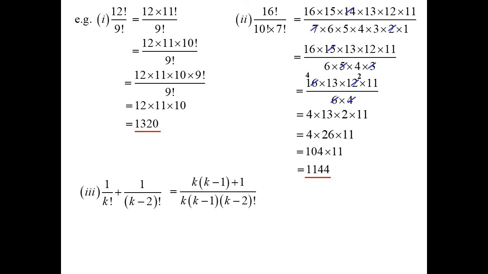So the first fraction would become 1 on k factorial. It stays the same, although I've written it at the end for some reason there. And the second fraction would have k times k minus 1 on top. And then we can play around with that. The top doesn't cancel, so I'll just leave it like that. k squared minus k plus 1 on k factorial.